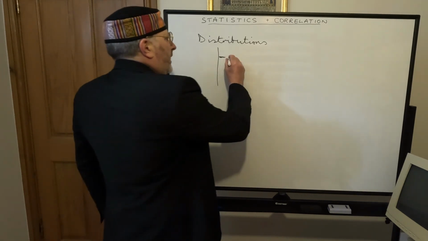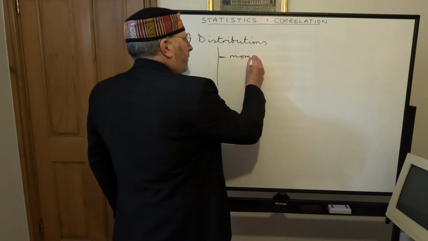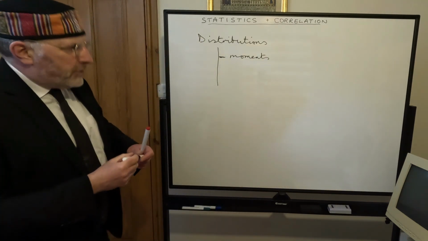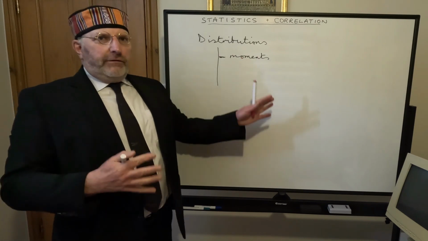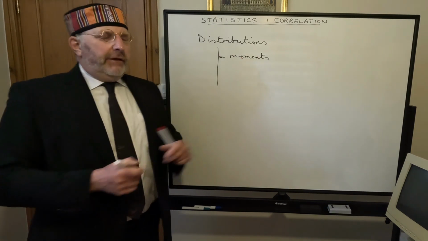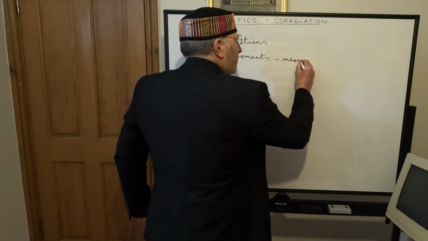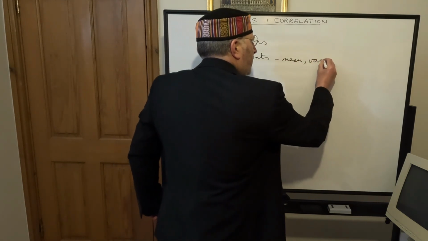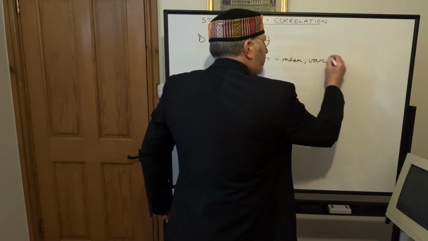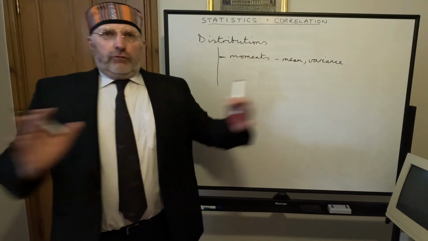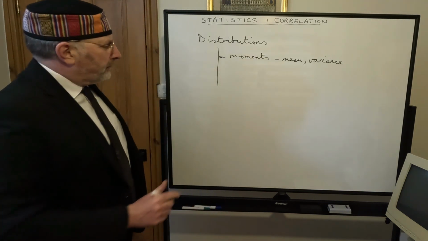Firstly, we'll look at the idea of moments of a distribution. So these are a way of quantifying the pattern in the data, and the two main ones we will be considering are the mean or the average of the values and the variance, how spread out or bunched up they are.